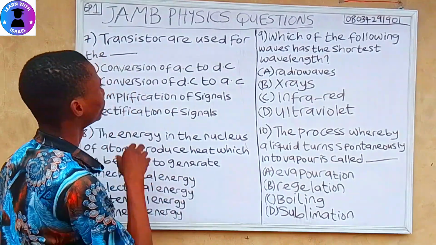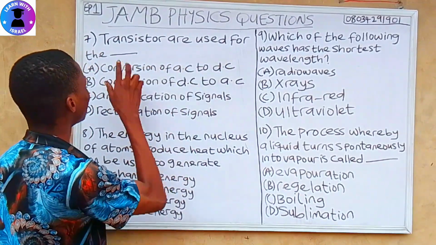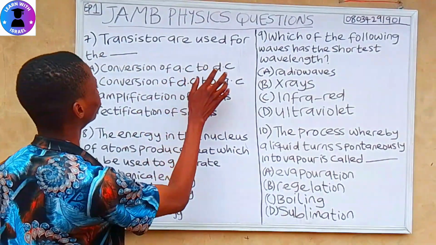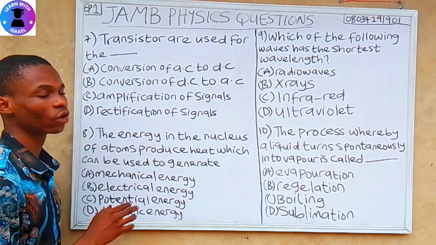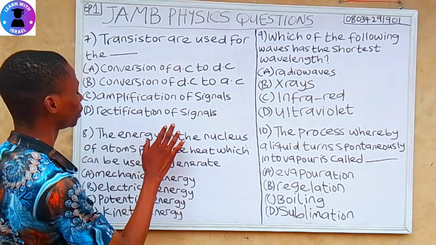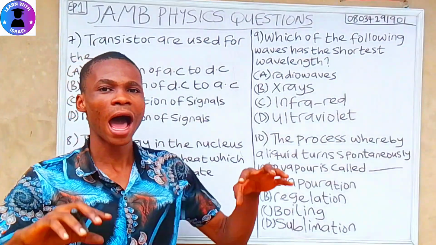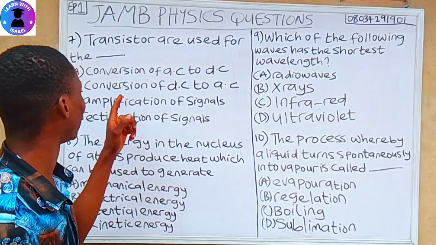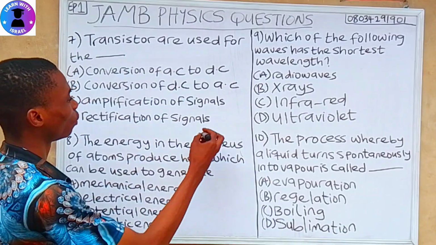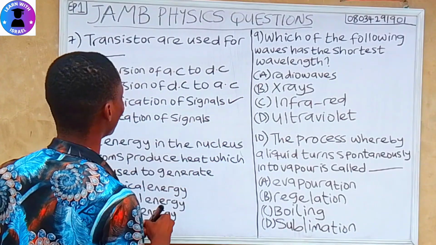Question 7. Transistors are used for the dash: A, conversion of AC to DC, B, conversion of DC to AC, C, amplification of signals, D, rectification of signals. Transistors amplify signals, and if we check the options, in option C, amplification of signals is there. So amplification of signals is the correct answer.